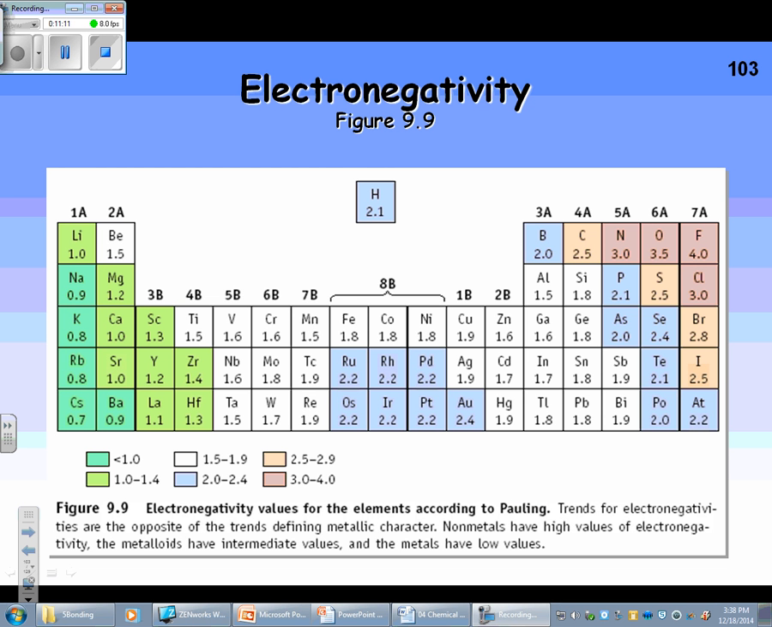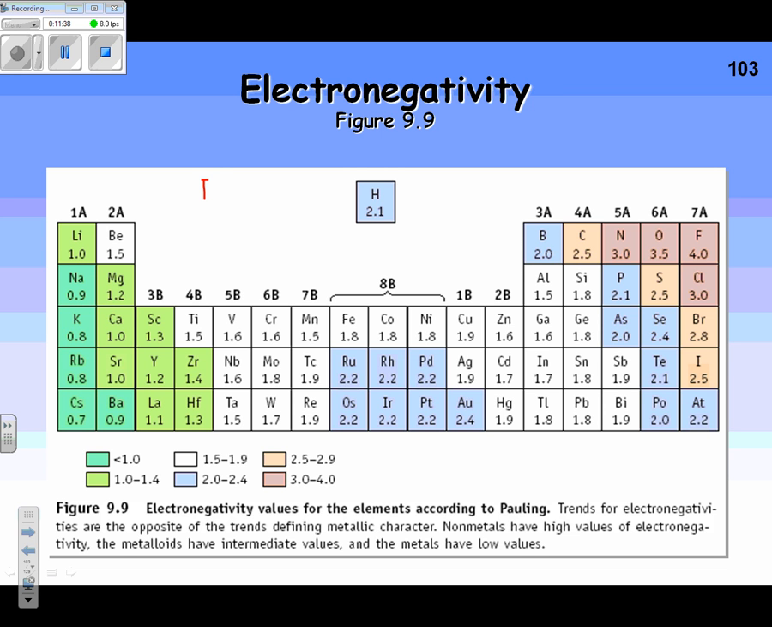All right, to determine whether a bond is polar or not, you can look at the electronegativity difference. This is a table that has all of the electronegativity values that are assigned to each of the elements, and you just subtract big one minus small one. And if it falls within a certain threshold, then you have a polar bond.